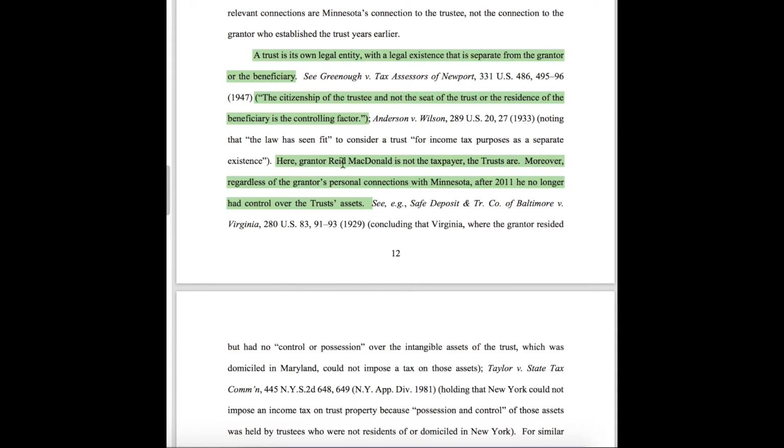Here, grantor Reed McDonald is not the taxpayer, the trusts are. Moreover, regardless of the grantor's personal connections with Minnesota, after 2011, he no longer had control over the trust assets. Okay, they're setting them up for the crash right here. Given their reasons why the commissioner's claims to be able to tax this trust are invalid.